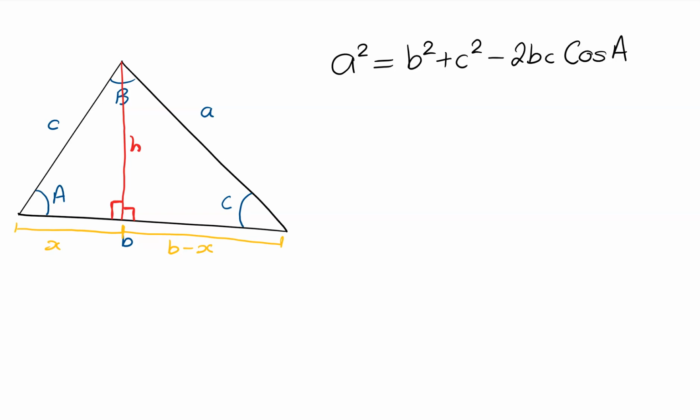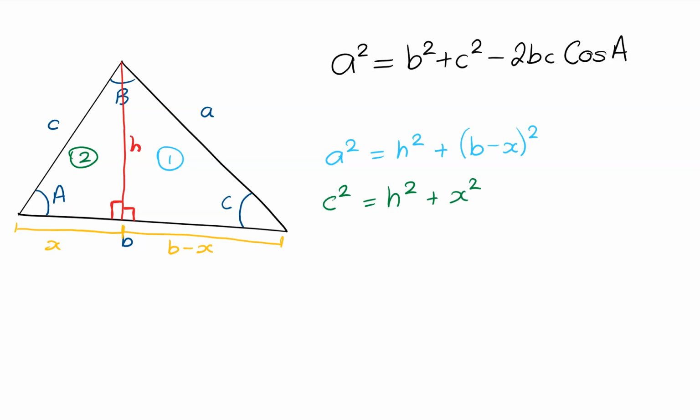So let's go through and do some Pythagoras, using a squared plus b squared equals c squared, and find what we have here. Let's do this triangle first. We have a squared, which is the hypotenuse, is equal to h squared plus (b minus x) squared. Next we do this triangle over here. We get c squared is equal to h squared plus x squared.